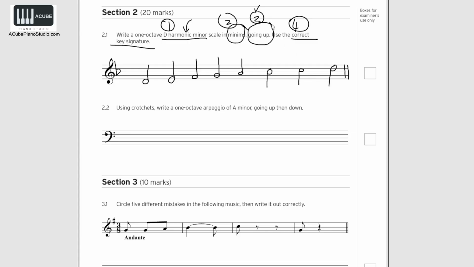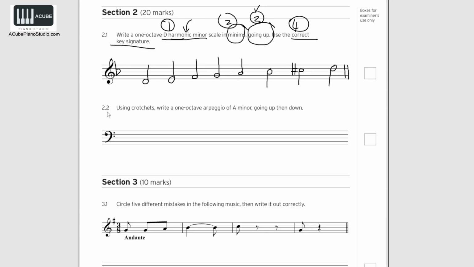Now that I've reached here, the next thing I need to remember: I've done my key signature, and I've written all the notes in minims, going up. Next, because I'm dealing with a harmonic minor, I need to sharpen the 7th note, which is here. So the C needs to be sharpened. I need to put a sharp here. So there you go, this is the D harmonic minor. I've put in the sharpened 7th note, C sharp here, all of them are minims, going up so it's ascending, and I've included the correct key signature.